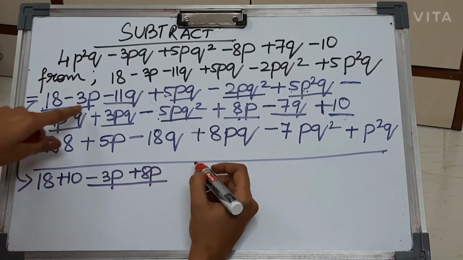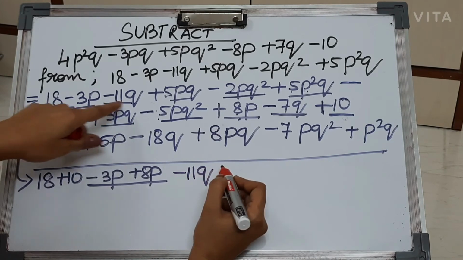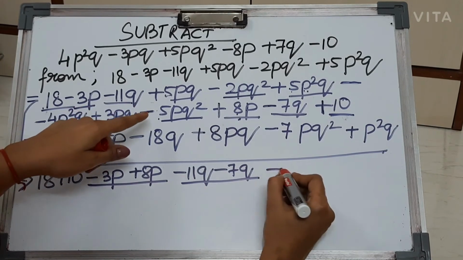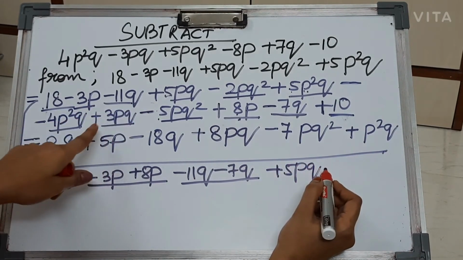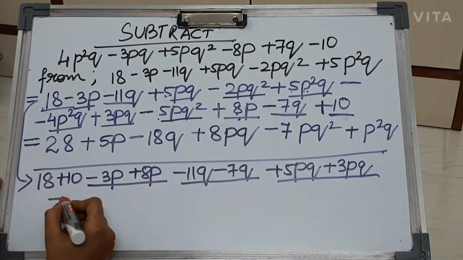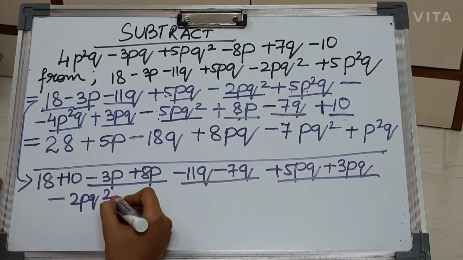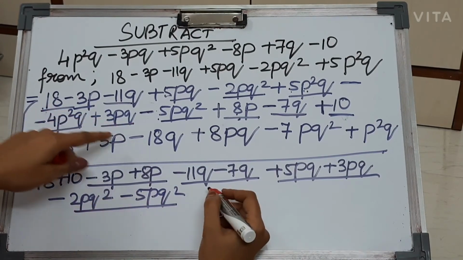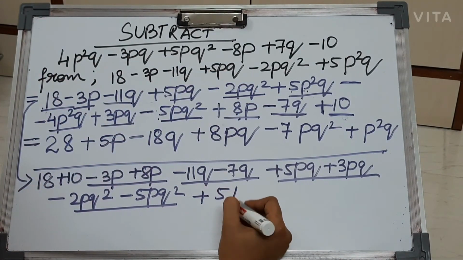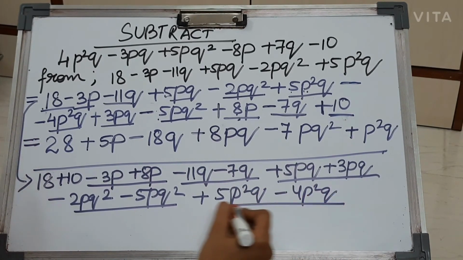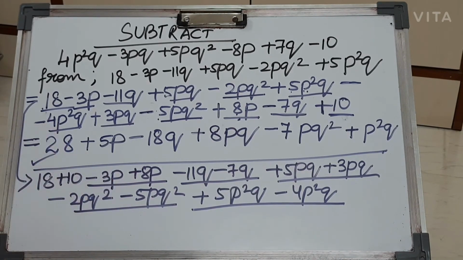This is the one term. Minus 11q. And again here minus 7q. This is the next one. Plus 5pq. And again plus 3pq. Again here minus 2pq square, and here minus 5pq square. Then again what is left? Plus 5p square q, and here minus 4p square q. So this is the way we have to do this step. So this is the final answer that we get here for subtraction.